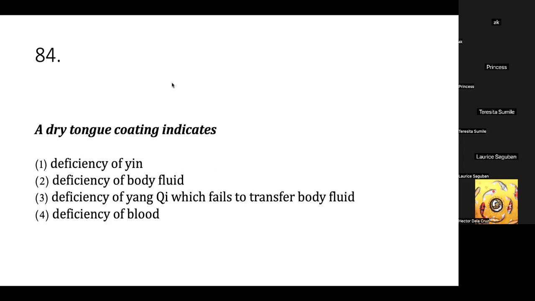And finally, the very last. Sir, dry tongue coating indicates deficiency ng body fluid, deficiency ng Qi with failed to transfer body fluid. Sir, 1, 2, 3 ulit. Letter A.